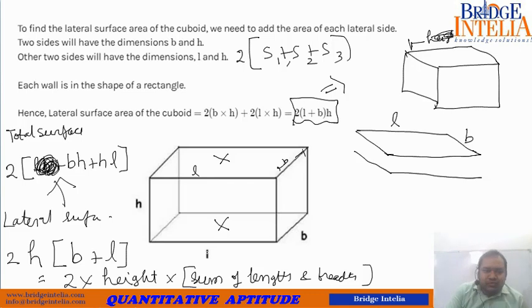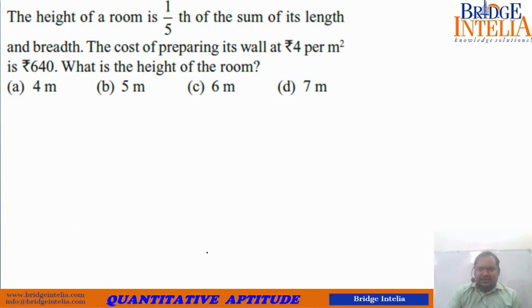So now let's move to see what questions have been asked over these years. Okay, this one. The height of a room is 1/5 the sum of its length and breadth.